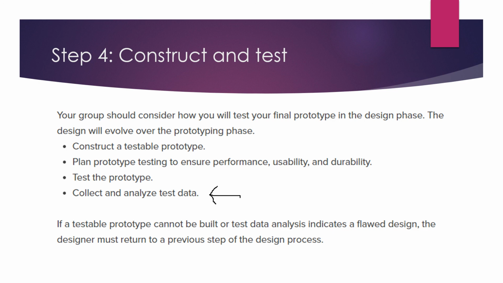Okay, don't do it. If a testable prototype cannot be built or the test data analysis indicates a flawed design, the designer must return to the previous step of the design process. So you end up going back. Maybe you need to revise your concept. You need to adjust stuff. You thought the glue was going to hold, or you thought the paper clip or the rubber band was going to work, and it turns out it doesn't. So you have to adjust your design. You might even have to go all the way back to step 2 and try a totally different concept. And that is okay. That's that iterative process where we keep going back. Like I said before, it's not linear.